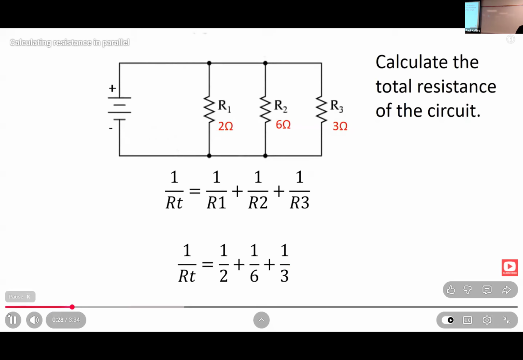All right, so let's pause here real quick. Okay, so these are our actual fractions, right? You guys follow those? How did we get 1 over 2? Because R1 is 2, R2 is 6, and R3 is 3. So we know how we got that. Agree with that.